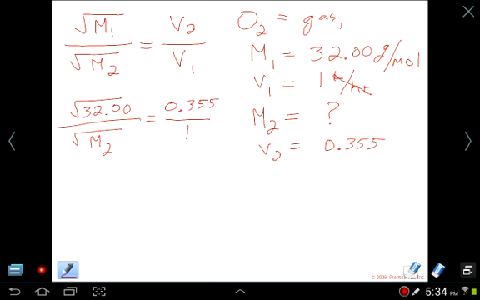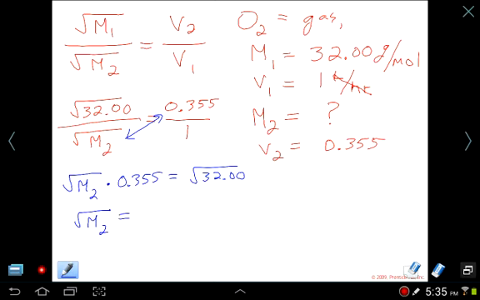So now there's a few ways we can do this. We can cross multiply and divide to solve for this equation. Hopefully you've seen this in math. So cross multiply this way, so we can say that the square root of M2 times 0.355 equals the square root of 32.00. Next, let's solve for the square root of M2, which means we'll have to divide 0.355 over to the other side. So we got the square root of M2 is the square root of 32.00 divided by 0.355.